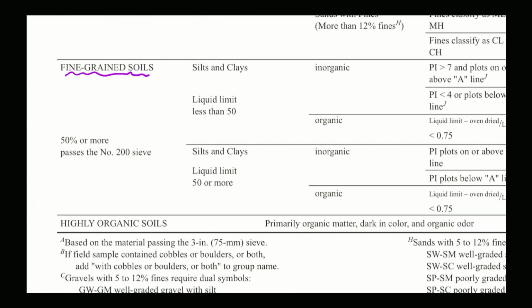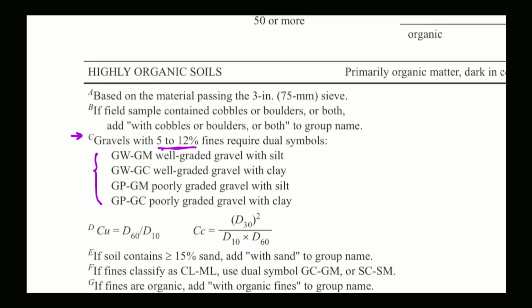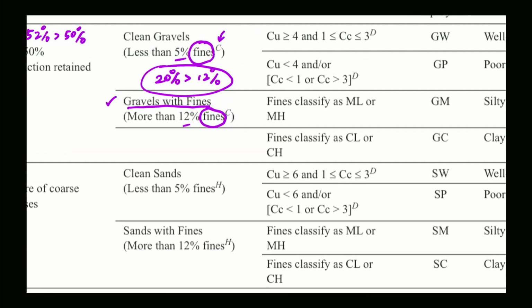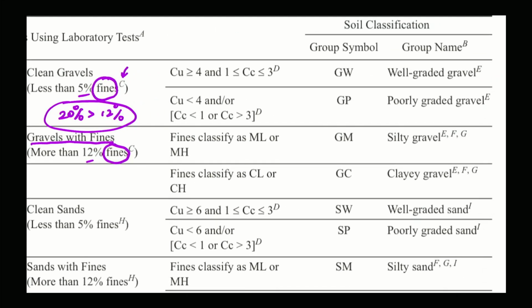So if that's going to be the case, just move on to this little superscript and take a look at where that would fit. Okay, so we're not going to get into that for this problem. Again, we have the third check, and then move on. Do we have a GM or GC? That really depends on how we would classify our fines.